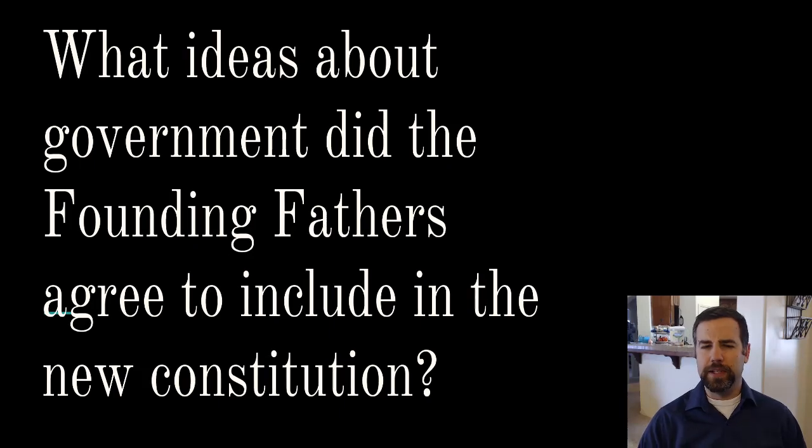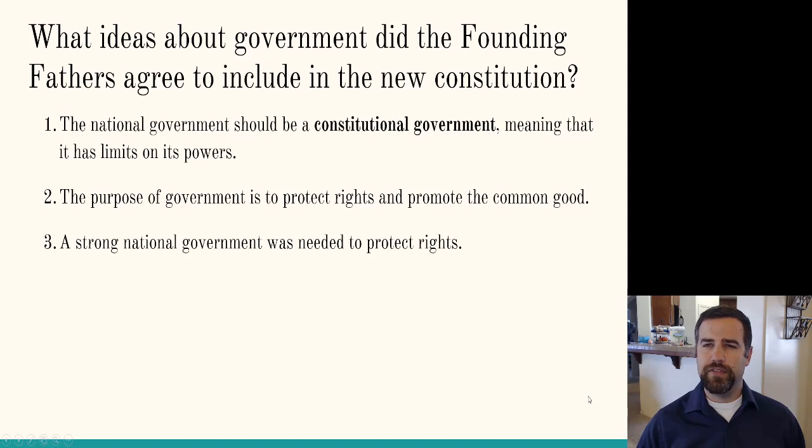What ideas about government did the Founding Fathers agree to include in the new Constitution? So they had five different things they wanted to include. So first, they believed that the national government should be a constitutional government, meaning it has limits on power and that it's a written framework and it states exactly what the powers of the government are. So I always like to think of it as an instruction manual of how the government works.